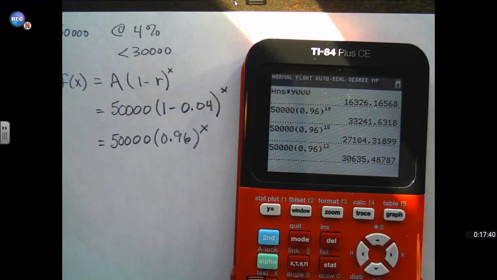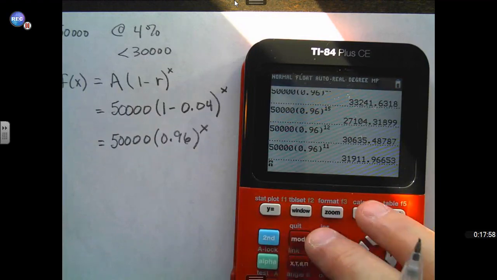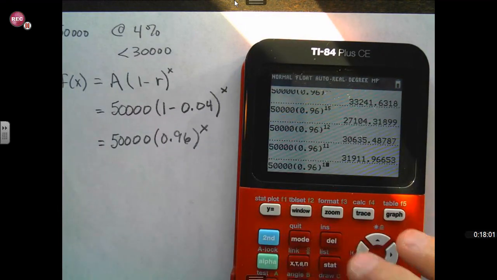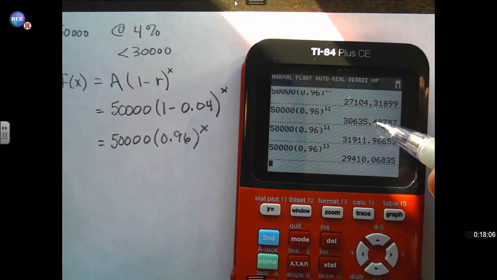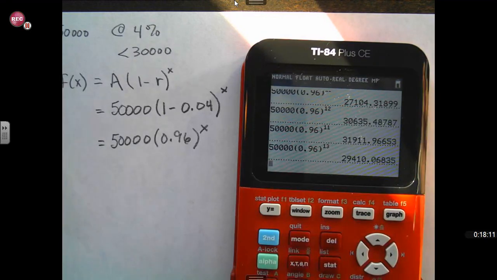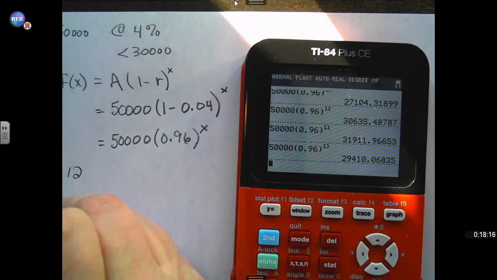And that's 30,600. So maybe to the 11th. And that's 31,000. So I think the 13th is going to be underneath. Let's try it. 29.4. So which one's closer to 30, 29.4 or 30.6? They're about the same. So I'm going to say it's approximately 12 years.